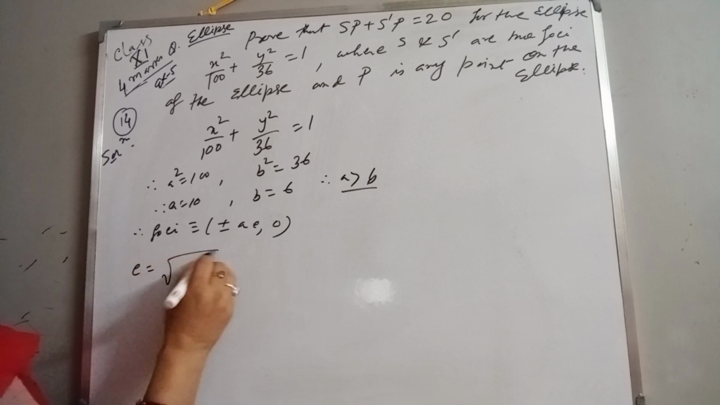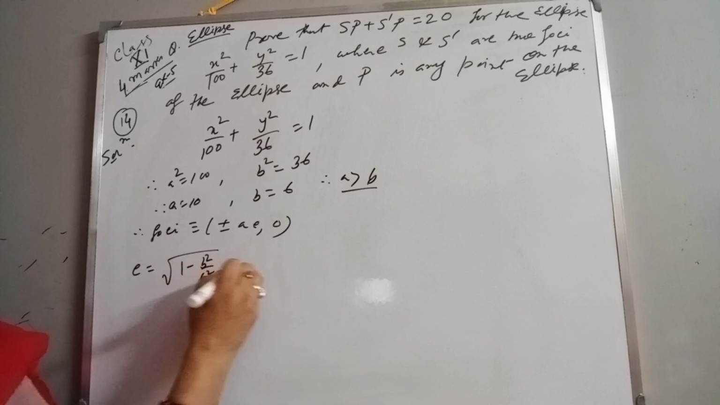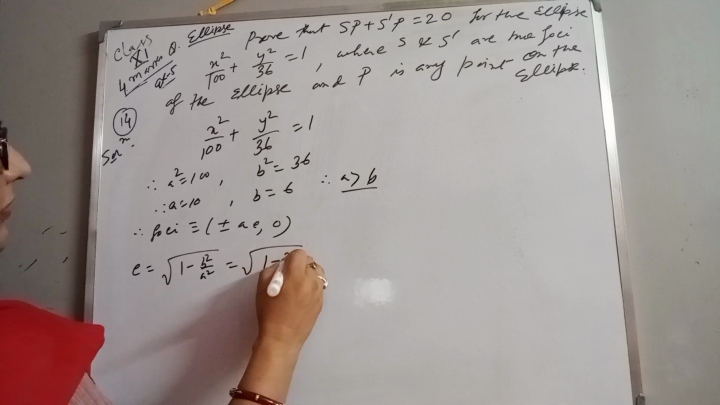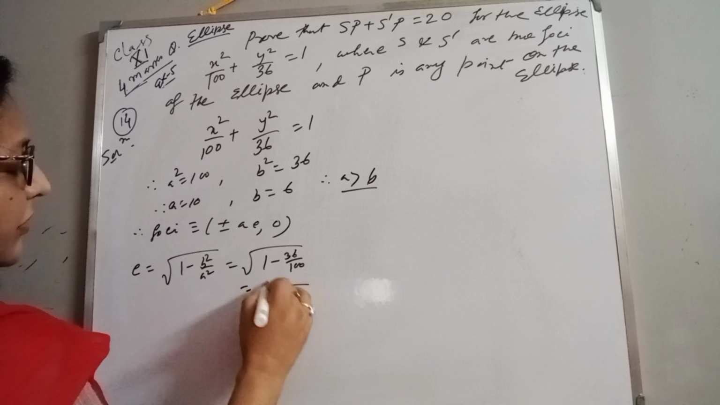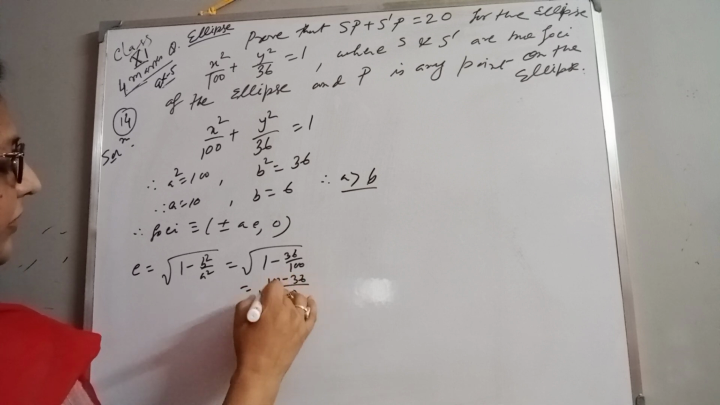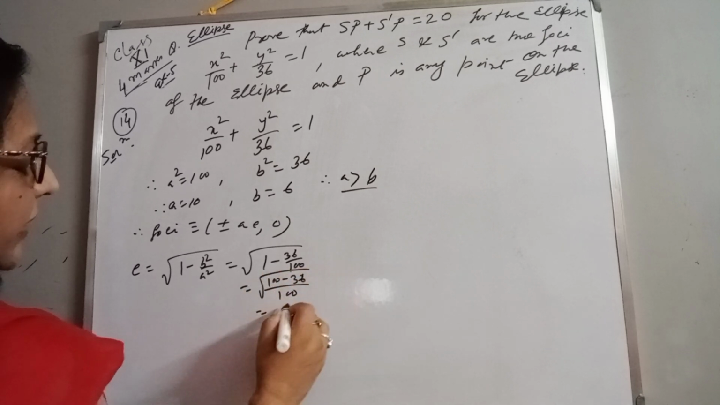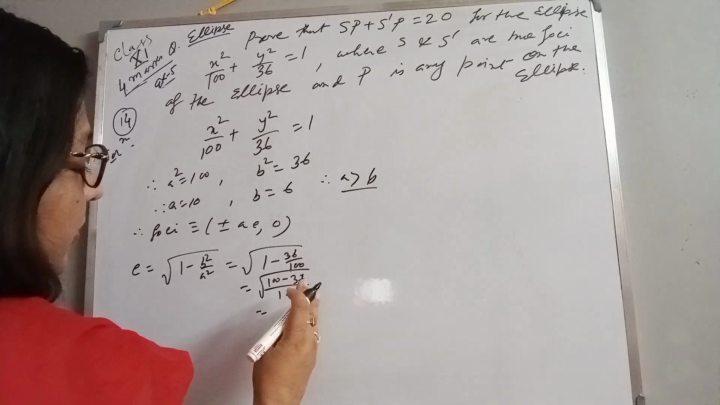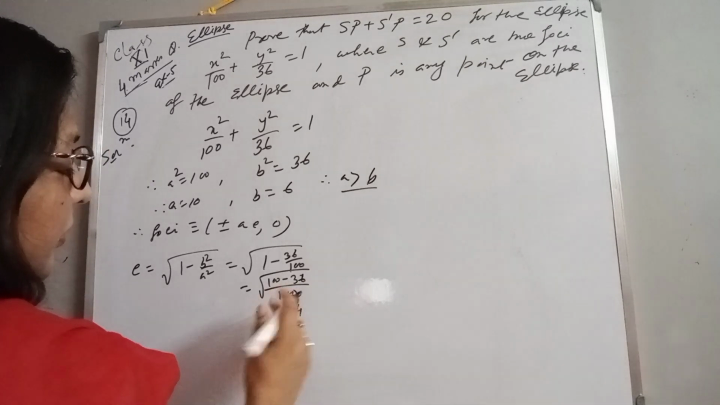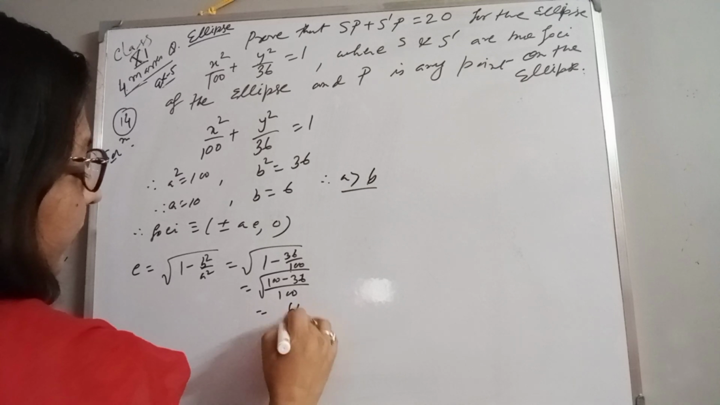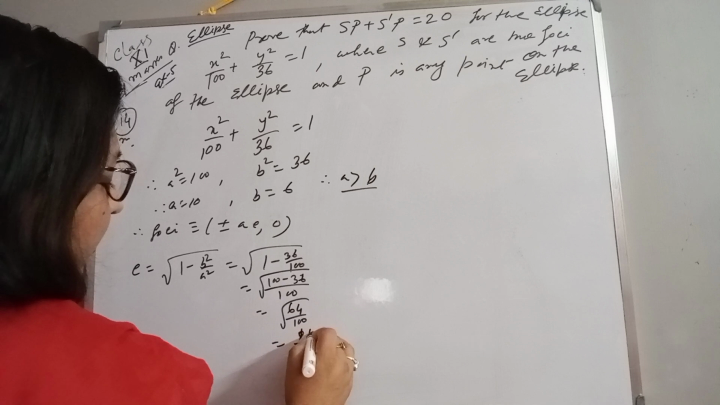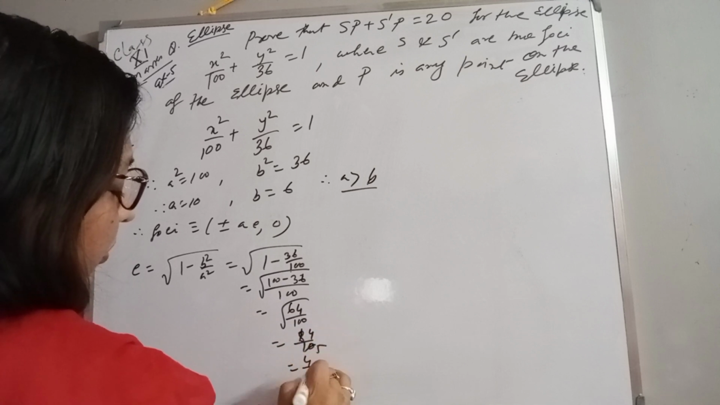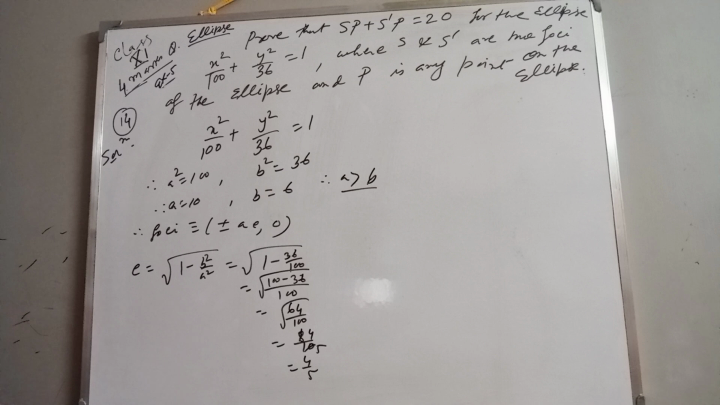e equals square root of 1 minus b square by a square. So square root of 1 minus 36 by 100. So it is 100 minus 36, that gives 64 by 100. So it is coming 8 by 10, better to write 4 by 5. So e equals 4 by 5. Therefore, foci will be what?